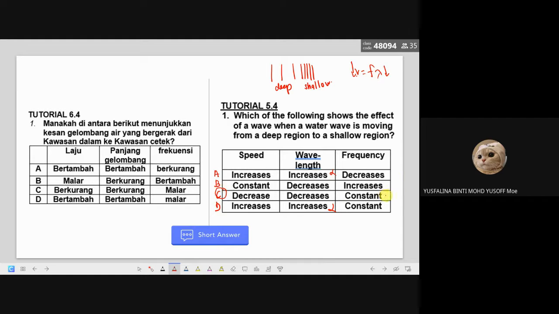While the frequency is constant, right? For refraction, the wavelength and the speed depend on the depth of the water. Let's say the water is deep, it means the wavelength is long. But if the water is shallow, it means the wavelength is much shorter. So this is the answer. The answer should be C.